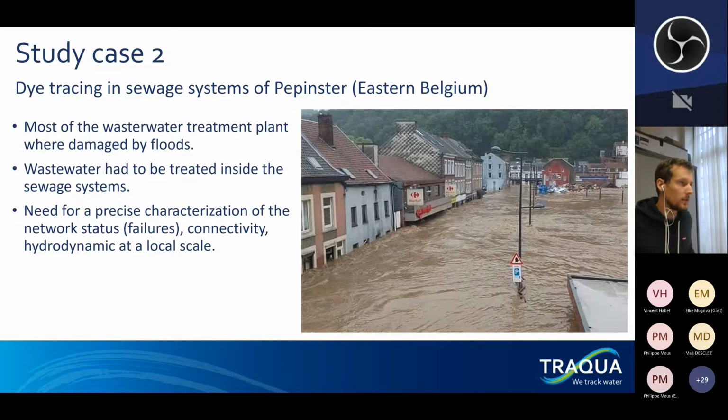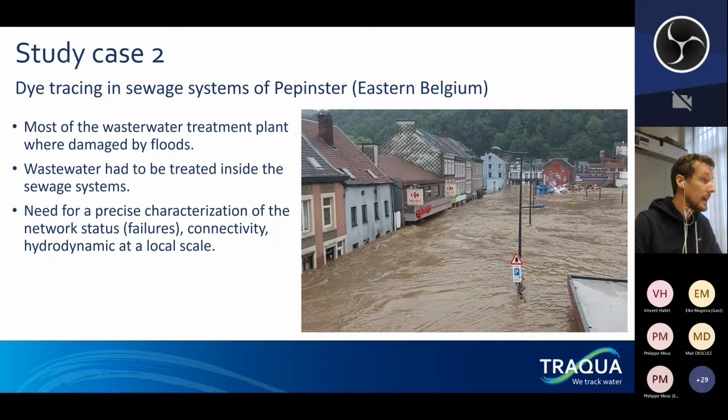So, second study case about dye tracing in a sewage system. We were involved in a project in a sewage system of Pepinster, which is in eastern Belgium. This region was highly impacted by major floods during last summer in 2021. Nearly 40 people lost their life in this event in Belgium, and the region was really devastated.